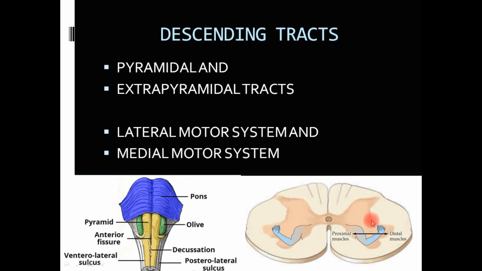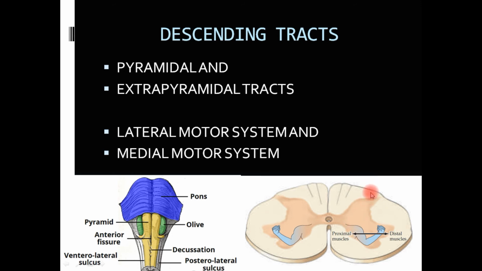And the other tracts, like the vestibulospinal tract, the reticulospinal tract, and the anterior corticospinal tract, are responsible for the contraction of the proximal and axial group of muscles, and the nerve supplying them has its cell body located medially, in the anterior horn of the spinal cord. So that is why these descending systems are called the medial motor system.